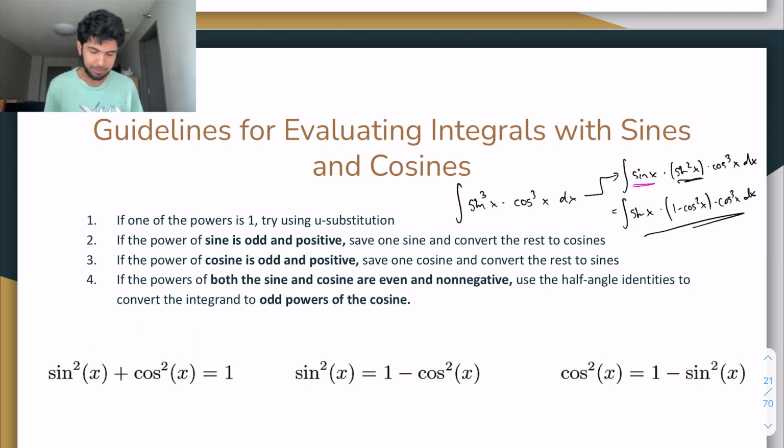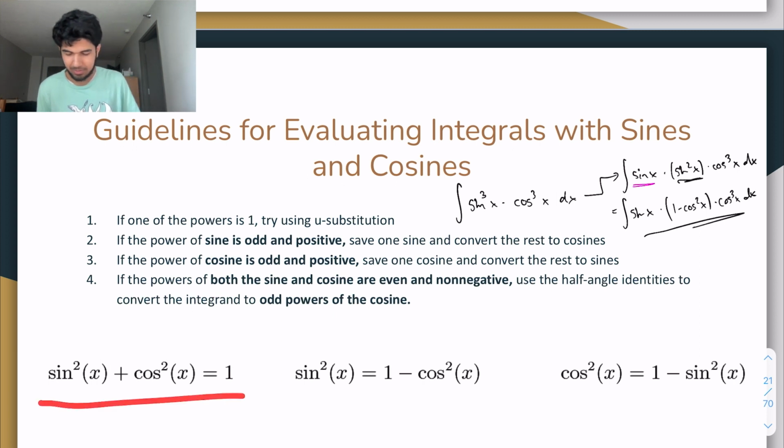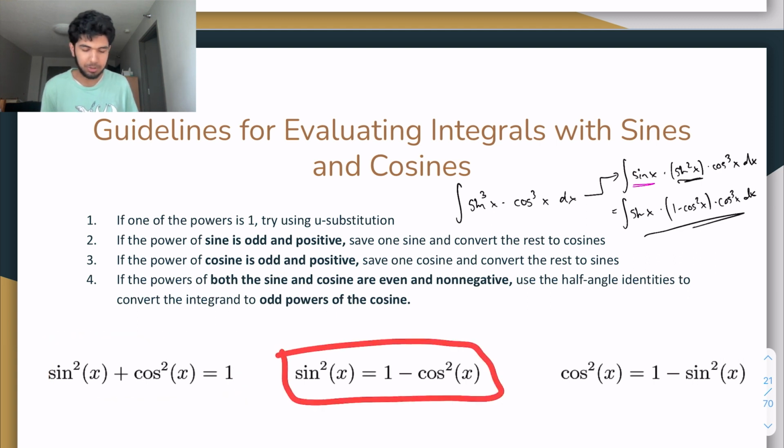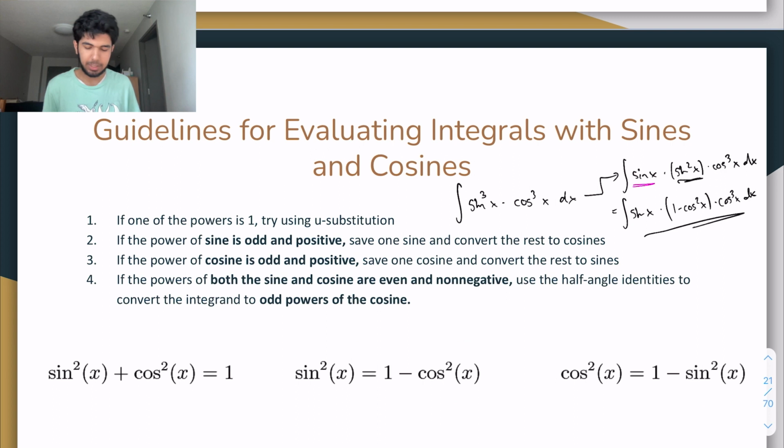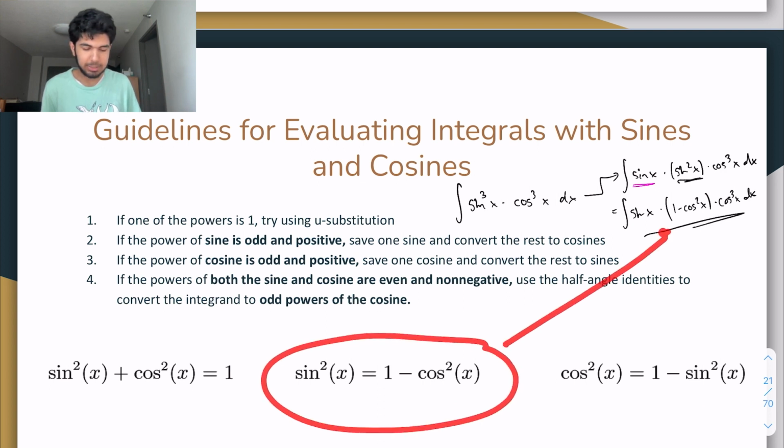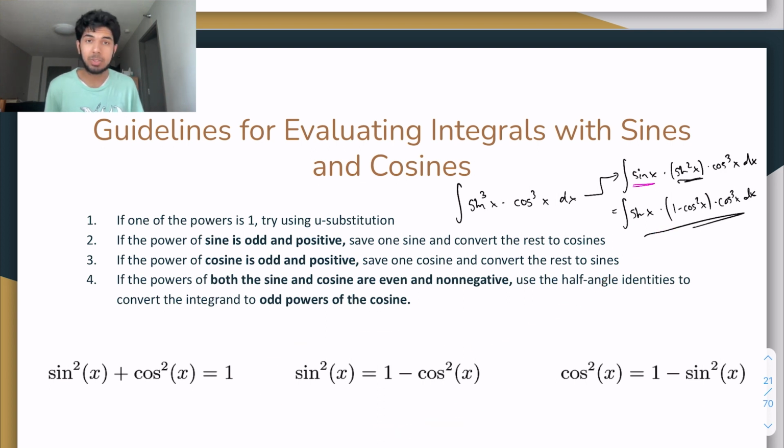So again, I have some of the formulas to be familiar with. This is the main one, sine squared x plus cosine squared x equals 1, but you can always solve for sine squared of x or cosine squared of x. So that's what we did here. We solved for sine squared of x and plugged in 1 minus cosine squared of x.